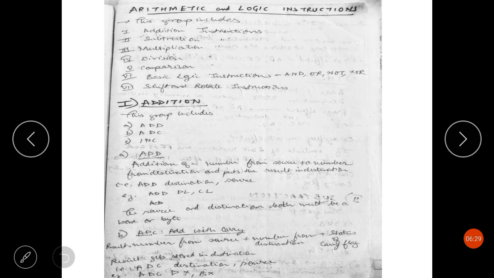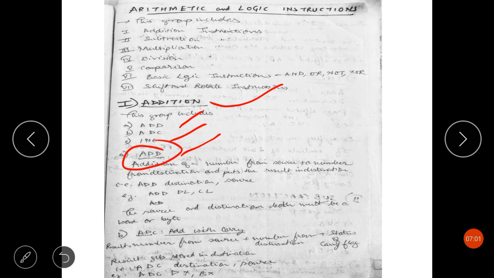We know that the 8086 microprocessor has a total of 9 flags. Among them, 6 flags will get affected as per the arithmetic and logical operations, and the remaining 3 flags, that is the trap flag, direction flag and interrupt flag, have different roles, so they won't get affected by these arithmetic or logical operations. Starting with the first arithmetic operation, addition, the instructions used under addition in the 8086 microprocessor are ADD, ADC and INC.